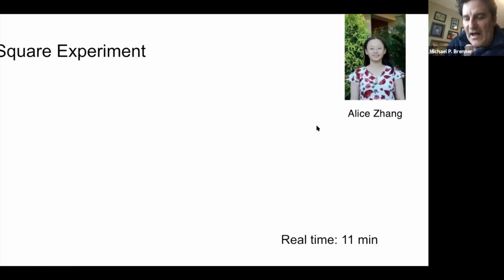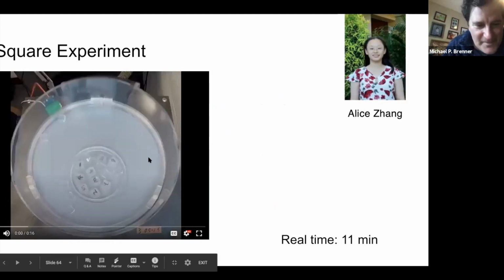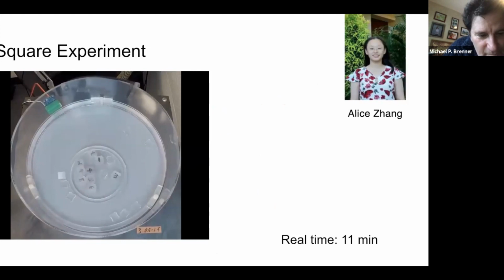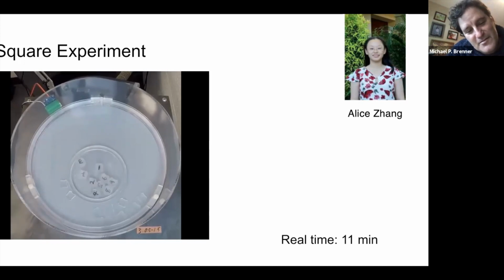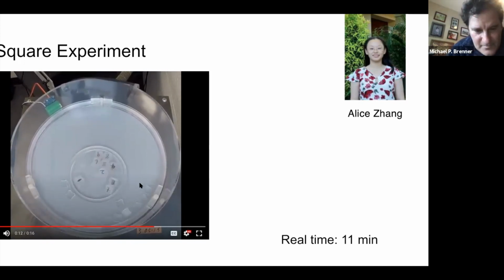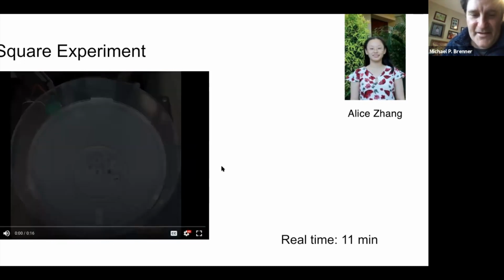Then Alice, who is a postdoc with Itai and Paul, built this experiment. She put these little magnetic patterns into PDMS blocks, and hopefully this movie will play. You see, it basically worked. It formed into the right pattern. You see the numbered blocks. So that's a simple demonstration, but it at least shows that one can design in this system.